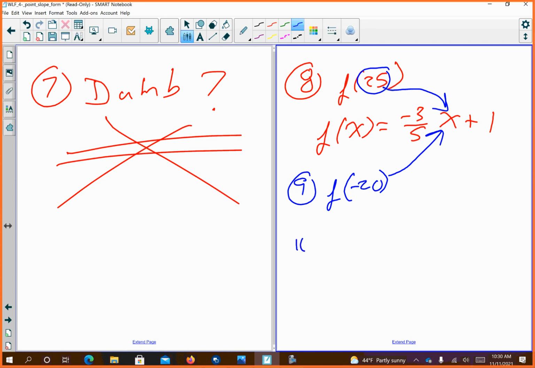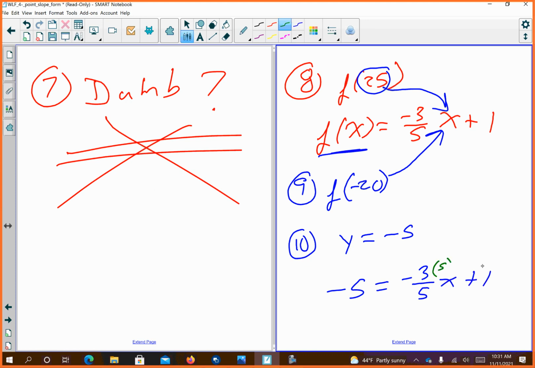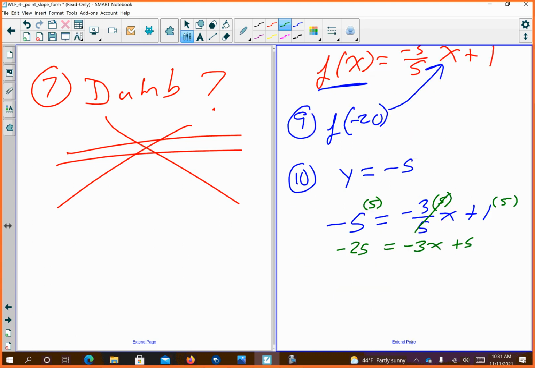And then problem number 10 I'll actually do. Problem 10 says, hey, y is equal to negative 5. So you're going to take this negative 5 and plug it in for f at x. So you get negative 5 is equal to negative 3/5 x plus 1. We learned a skill a long time ago to clear denominators. That way we don't have to deal with the fractions. Those cancel. That gives me negative 25 is equal to negative 3x plus 5. Subtract 5 from both sides. I get negative 30 equals negative 3x. Divide by negative 3. So x equals 10.